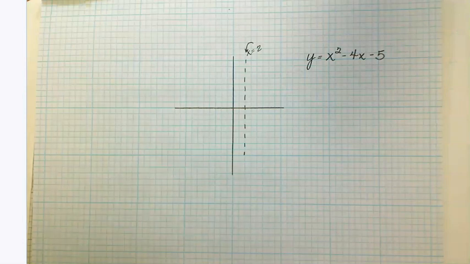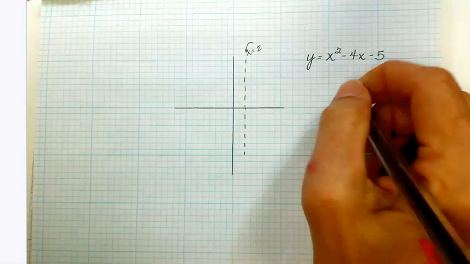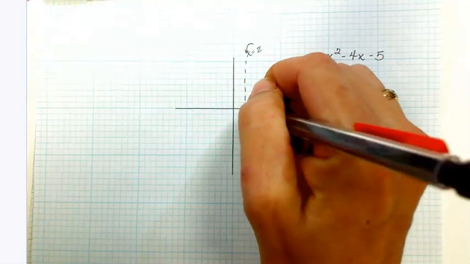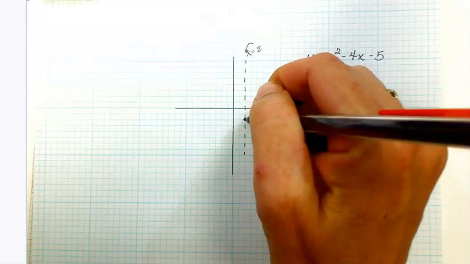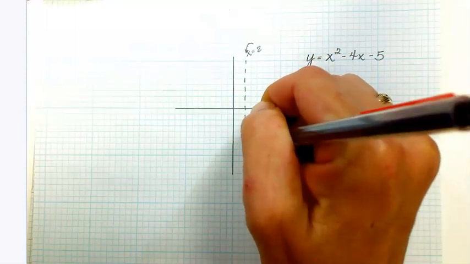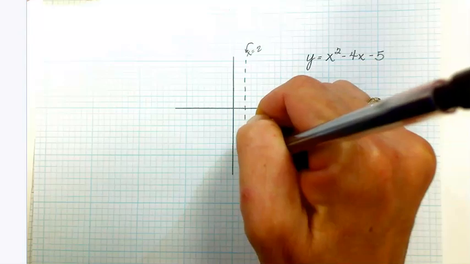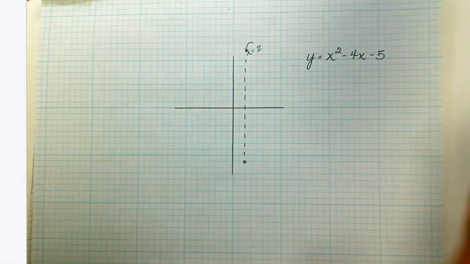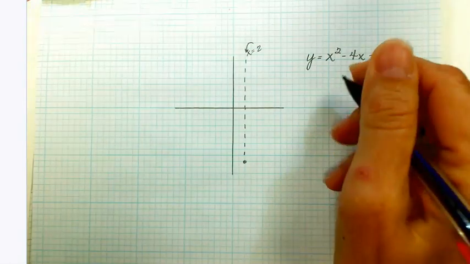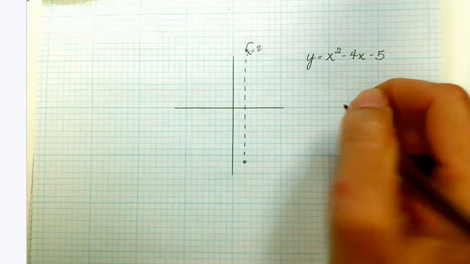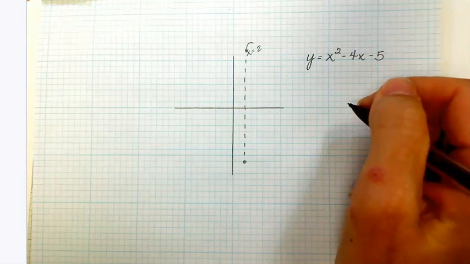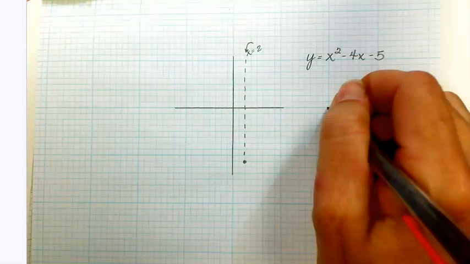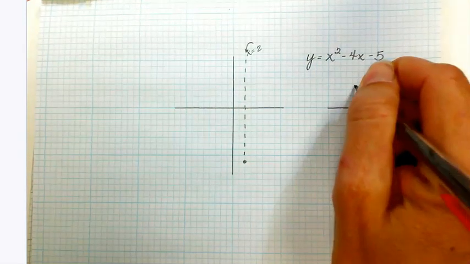And we also calculated that the vertex was (2, -9). So this is -2, 4, 6, 8, 2, -9. So that's going to be the vertex down there. Okay, all right. What I recommend that you do is just pick 2 points on either side of the vertex so that you can have enough points to generate a parabola.